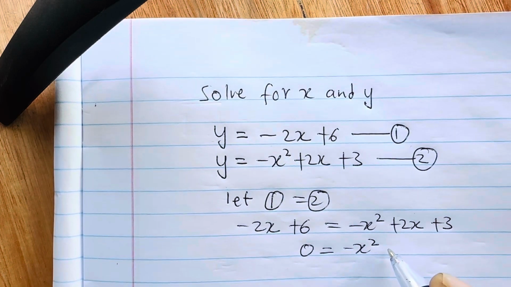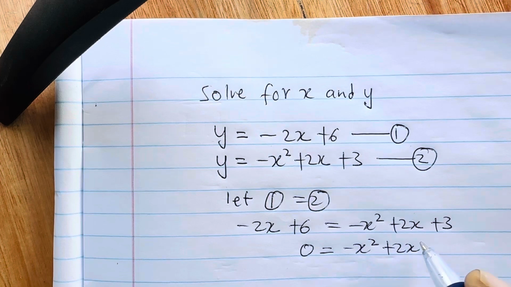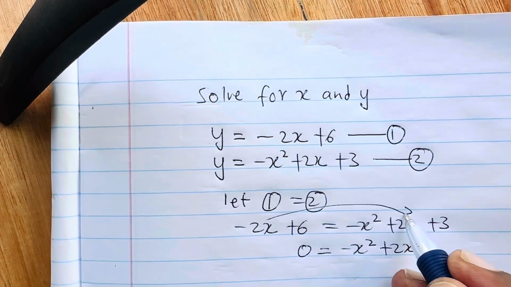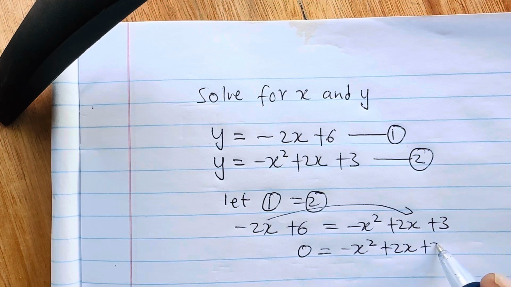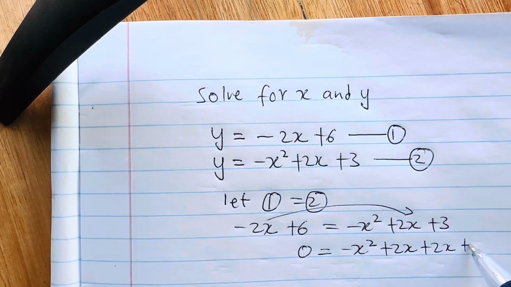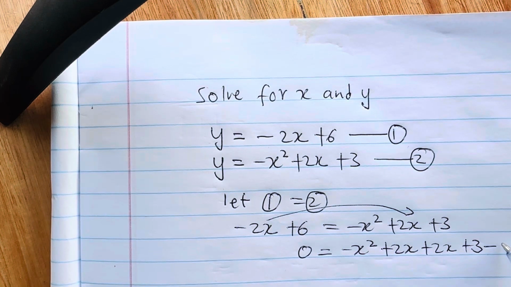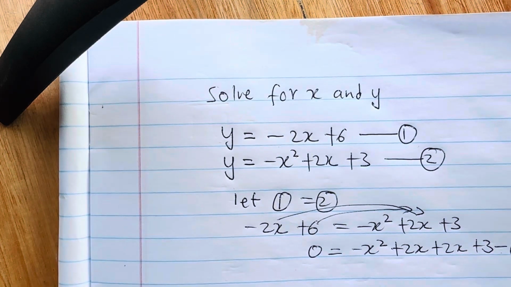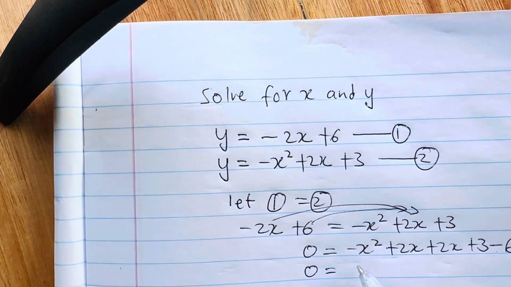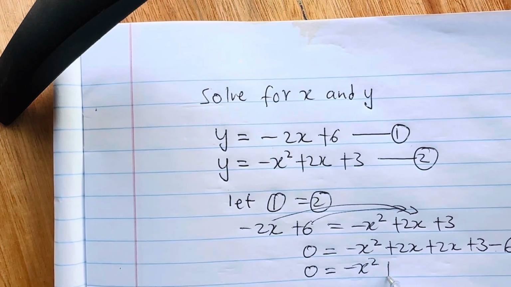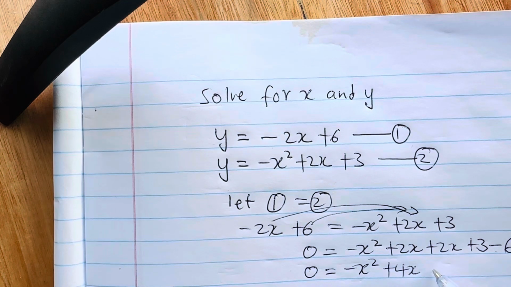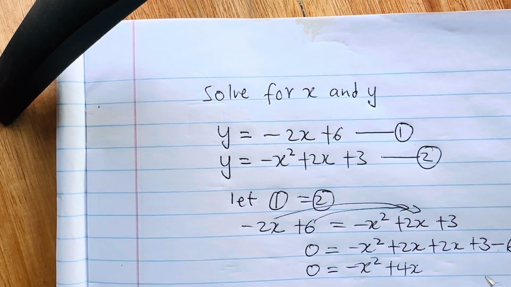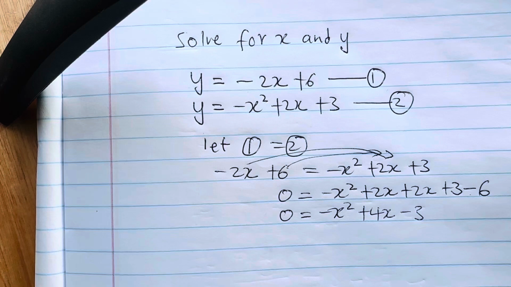0 is equals to minus x squared plus 2x, and we transpose this to the other side. You're going to have plus 2x plus 3 minus 6. We transpose this to the other side, the sign changes, so you're going to have 0 is equals to minus x squared plus 4x. 3 minus 6 is minus 3.